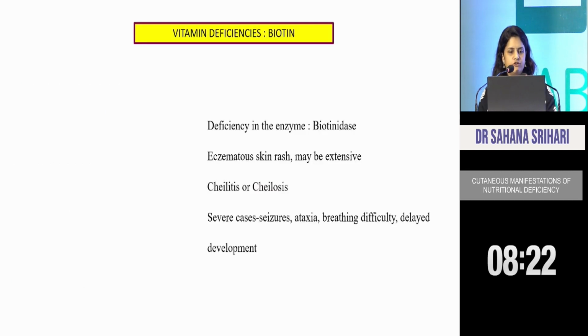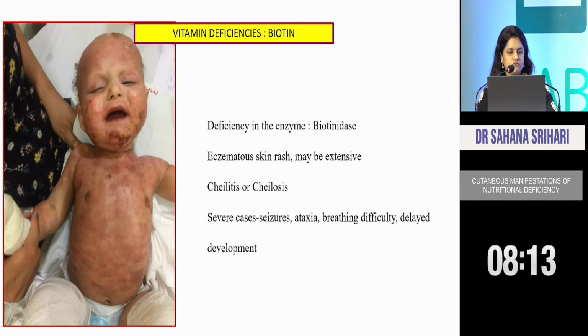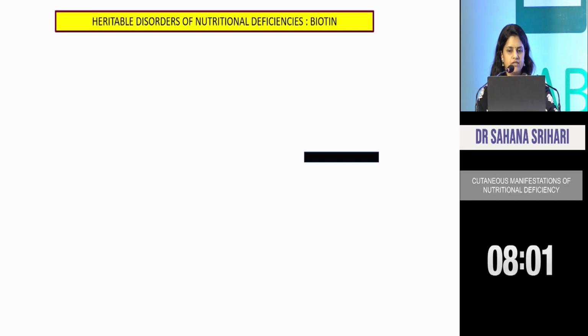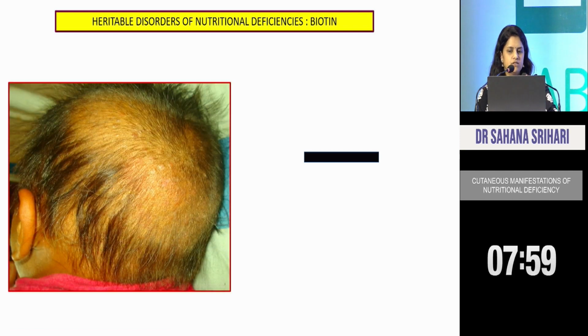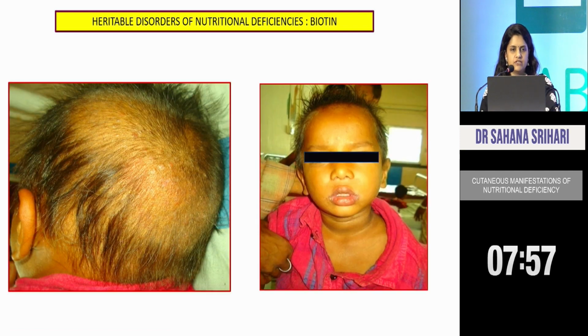Now coming to biotin. This occurs due to deficiency in the enzyme biotinidase. The rashes are eczematous. It may be extensive. There can be associated cheilitis or cheilosis. Here in the picture we can see that the child has eczematous skin lesions. Also associated can be seizures, ataxia, breathing difficulty and delayed development. There are some hair features also, where the hair is dry, lusterless, brittle and hypopigmented.